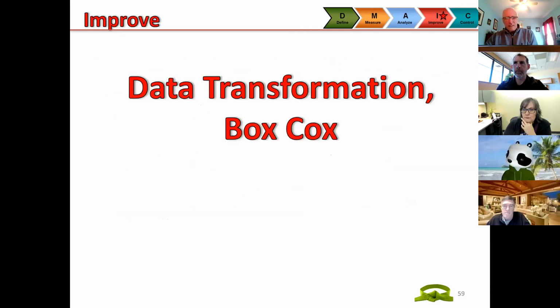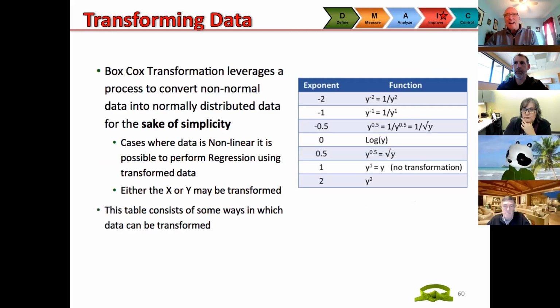I'm going to quickly go through this Box-Cox transformation. The idea behind Box-Cox, it was started by these two guys. One guy's name is Box and one guy's name is Cox, and they came up with this idea that if I have data that is not a bell-shaped curve, I can apply a formula to that data to make it look like a bell-shaped curve. That's all.